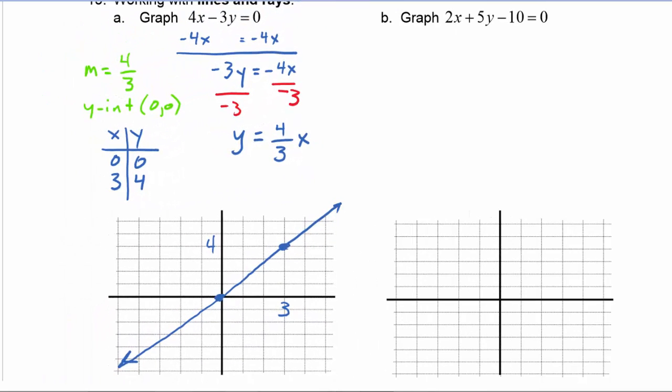And you should also notice that we could have used the slope to graph this line. Starting from our y-intercept of 0, 0, we notice that the slope says to go up by 4 and over by 3. So starting from here, if we went up 4, 1, 2, 3, 4, and over by 3, 1, 2, 3, we land on the next point on the line.